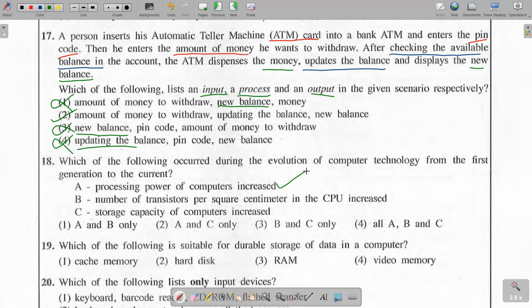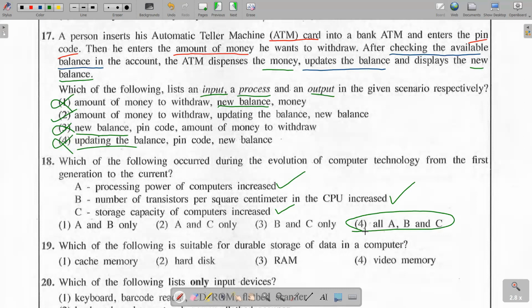Right? So B can also be taken as a correct one. And in C, it says storage capacity of computer increased. Of course, storage capacity is also increased. Earlier, it was very limited storage that they had in the first generation, as well as the second and third. When it comes to the current situation, we have storages now in terabytes, petabytes. So the fourth one is going to be the answer for the 18th.